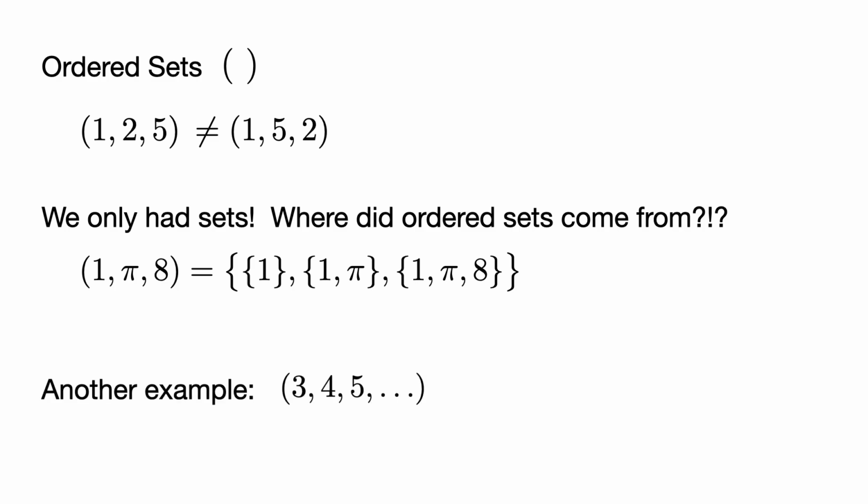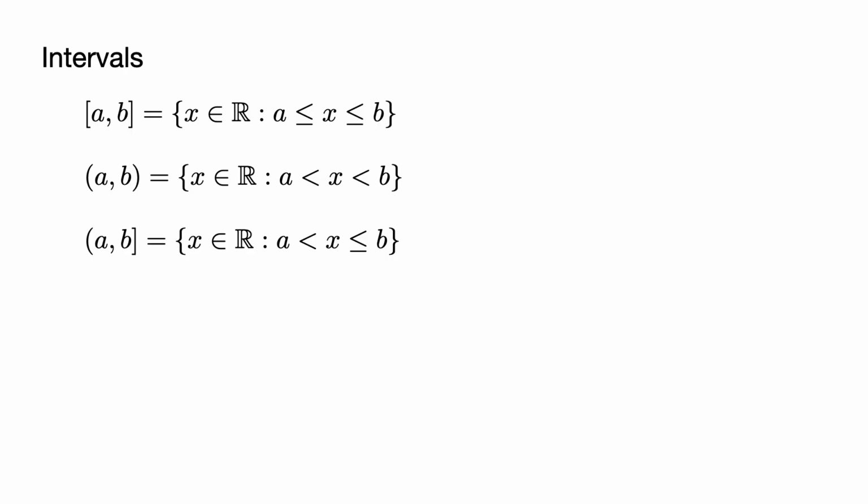Here's another example of an ordered set: all the integers larger than or equal to 3, and this is an infinitely sized ordered set. Here are other examples of sets. These are intervals. The square brackets mean inclusive, the parentheses mean exclusive, so the square bracket [A, B] is equal to the set of real numbers x such that A is less than or equal to x is less than or equal to B. The parentheses (A, B) is equal to the set of real numbers x such that A is less than x is less than B, and you can mix them.